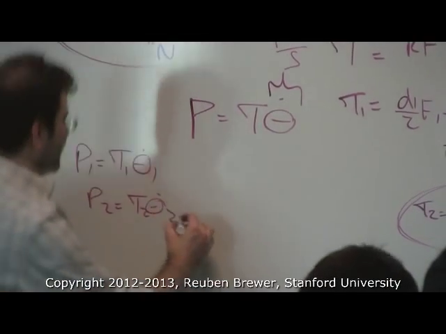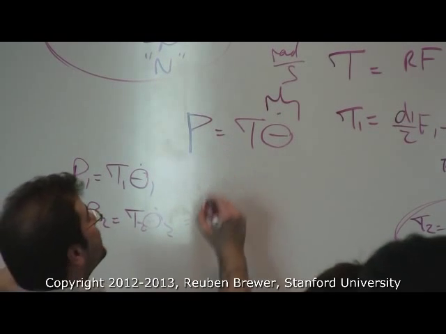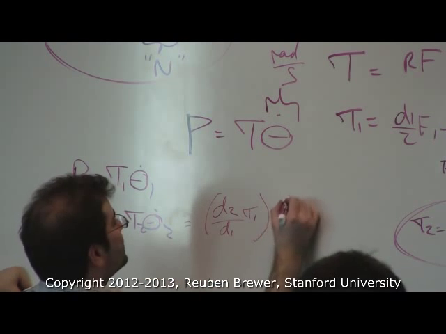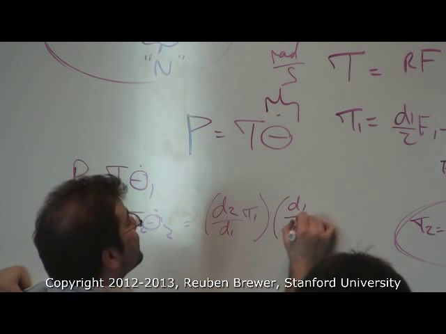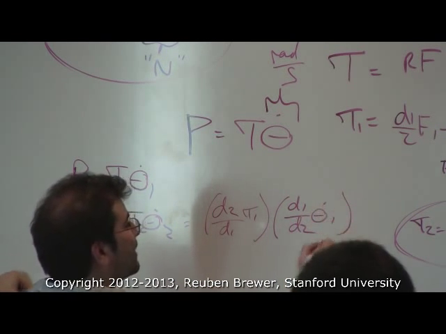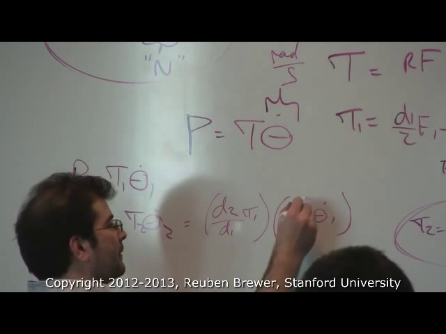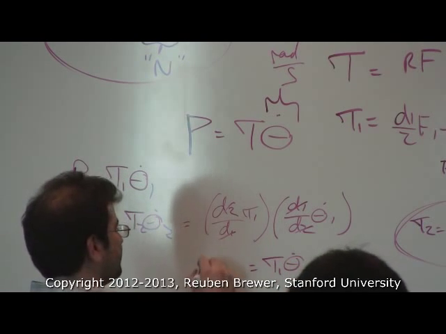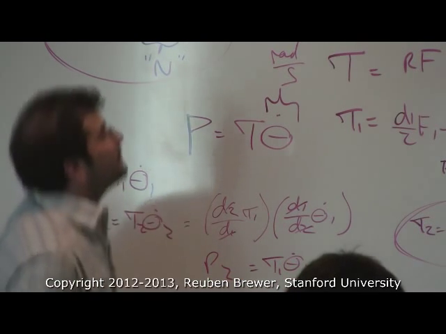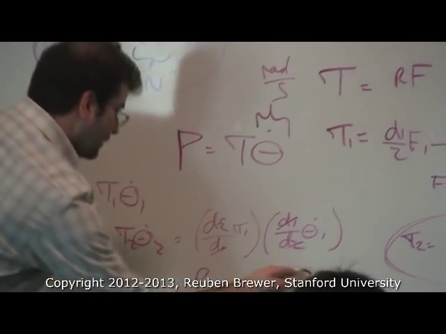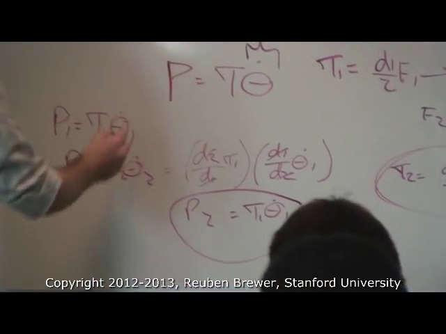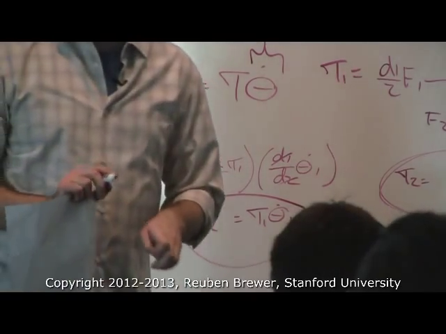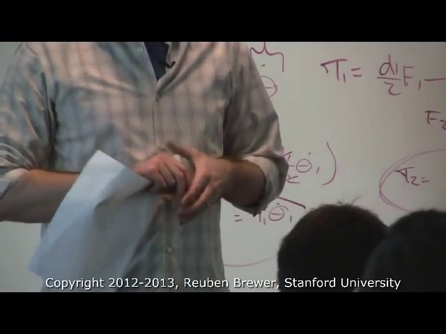Okay, that's fine. And now let's substitute in. Tau 2 is d2 over d1 tau 1. Theta 2 dot is d1 over d2 theta 1 dot. Anybody see what's happening here? They cancel. Tau 1 theta 1 dot. So that means the power in is the power out. Thermodynamics is not incorrect, thank God.